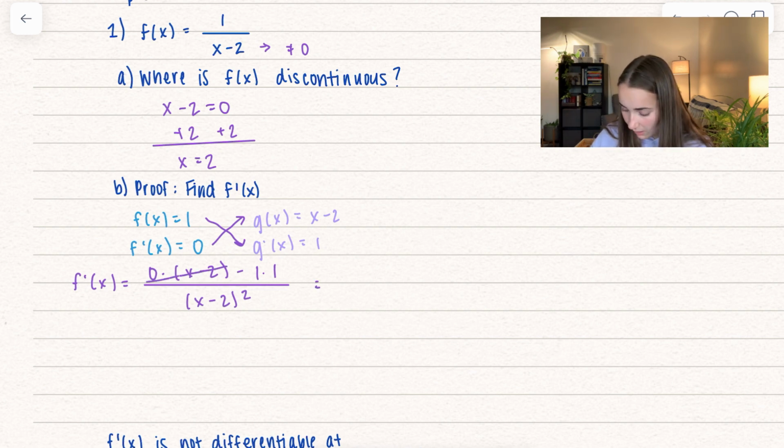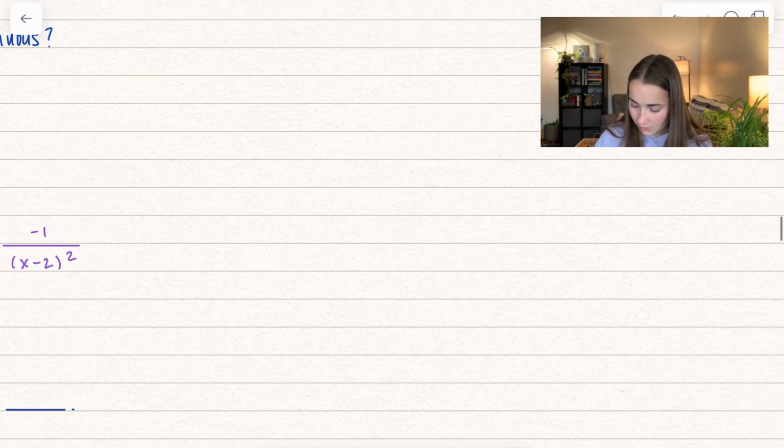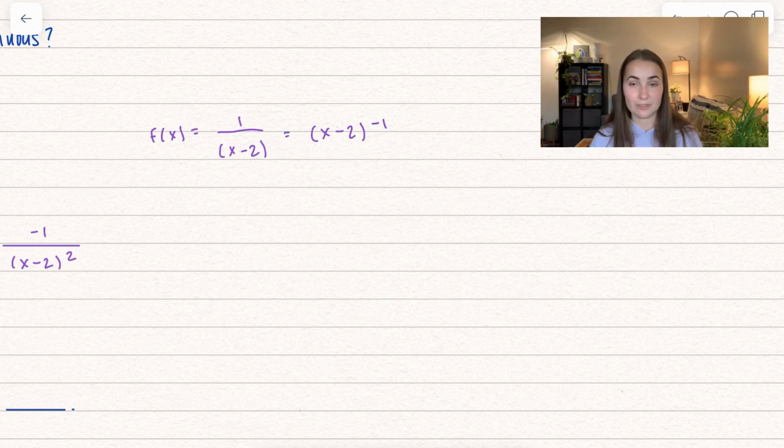And in the numerator, I'm left with a negative 1. And in the denominator, I'm left with (x minus 2) quantity squared. I want to show us another way that we can do this. What I can do is rewrite that with a negative exponent. So (x minus 2) to the negative 1.